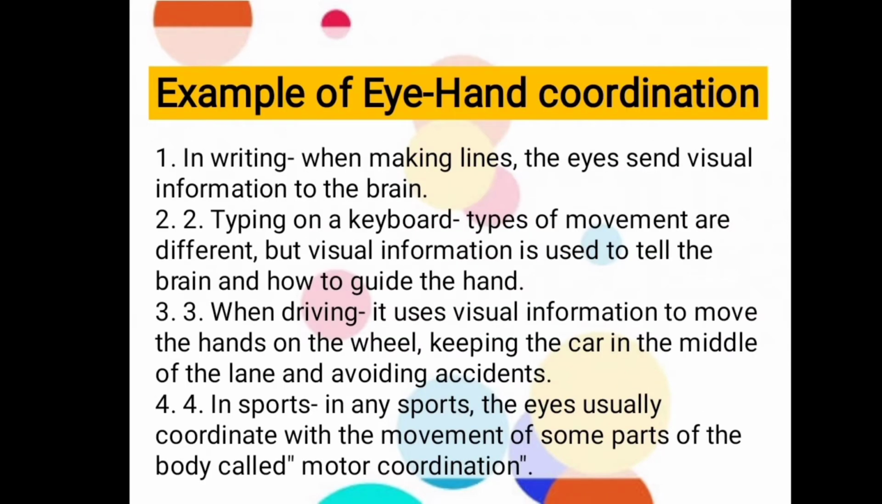First, in writing. When making lines, the eye sends visual information to the brain. Typing on a keyboard. Types of movement are different, but visual information is used to tell the brain how to guide the hand. When driving, it uses visual information to move the hands on the wheel, keeping the car in the middle of the lane and avoiding accidents. Last is in sports. In any sport, the eyes usually coordinate with the movement of some parts of the body, called motor coordination.